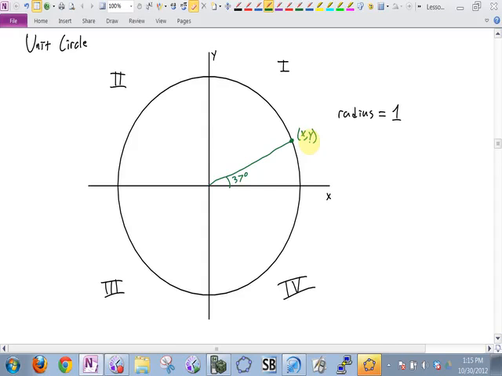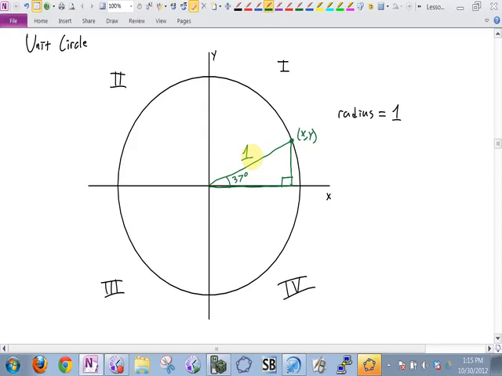So what can you tell me about this angle? Well, if I were to draw a right triangle inside this unit circle like this, what can you tell me about any of the lengths of the sides of that triangle? The hypotenuse is 1. How do you know the hypotenuse is 1? The radius of the circle is 1. So therefore, the hypotenuse of that right triangle, that green right triangle, is 1.